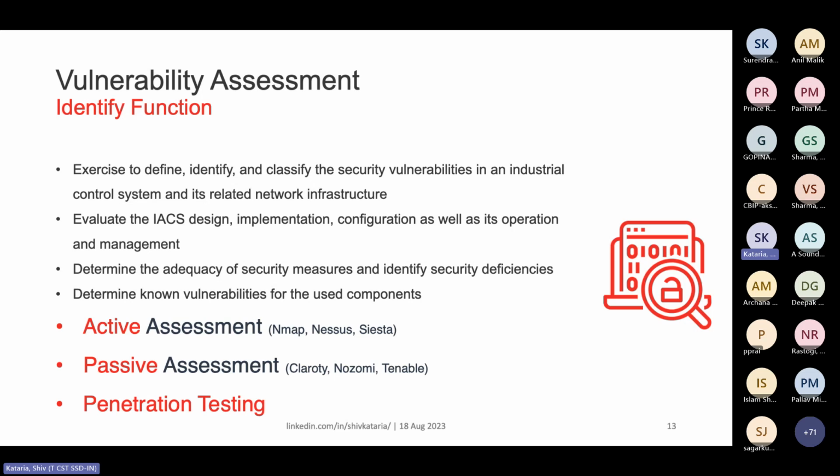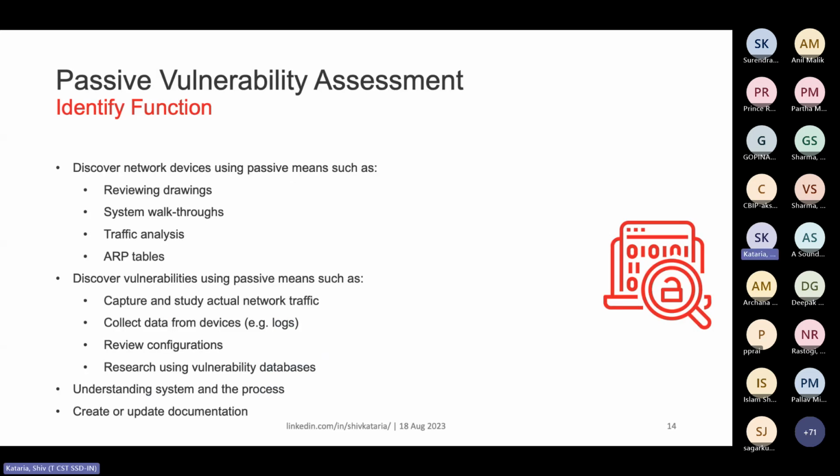Similar to asset enumeration, vulnerabilities can also be identified either through active assessment or passive assessment. There is a more aggressive vulnerability assessment method, which is called penetration testing. But let's talk first about the active and passive assessments. In a passive assessment, you discover the network devices using passive means, either reviewing the drawings, walkthrough of the plant or the substation, analyzing the network traffic, and analyzing the ARP tables.